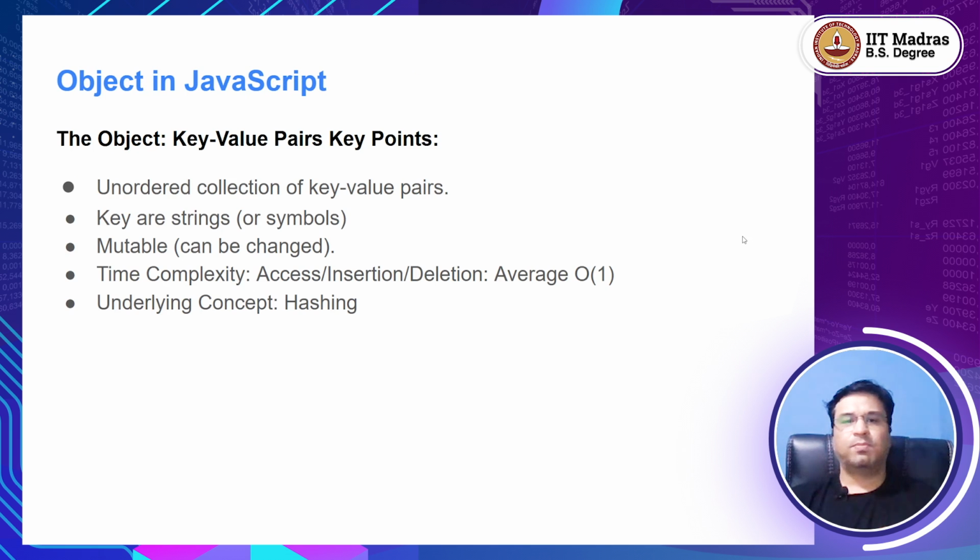An object is perhaps the most fundamental data structure in JavaScript outside of primitive types. At its core, an object is an unordered collection of key value pairs. Each key is a string or a symbol, which we won't cover today, and it maps to a value, which can be any JavaScript data type, like another object, an array, a string, a number, a boolean, or even a function. Think of an object like a dictionary or a physical address book. You look up information as a value using a specific word or name as a key.